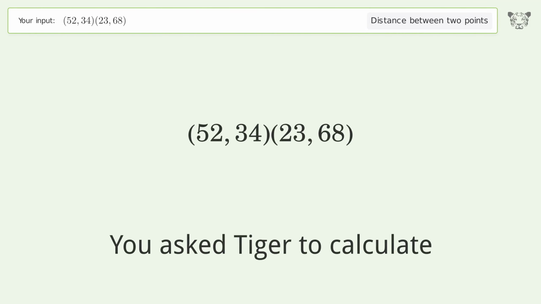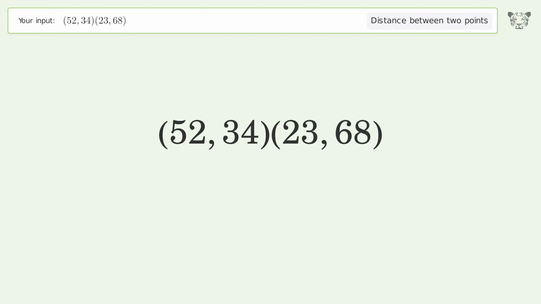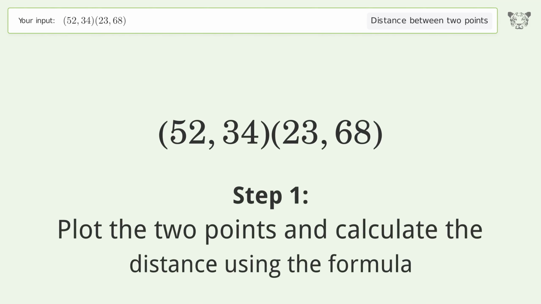You ask Tiger to calculate. This deals with the distance between 2 points. The distance between the 2 points is the square root of 1997, or 44.688. Let's solve it step by step. Plot the 2 points and calculate the distance using the formula.